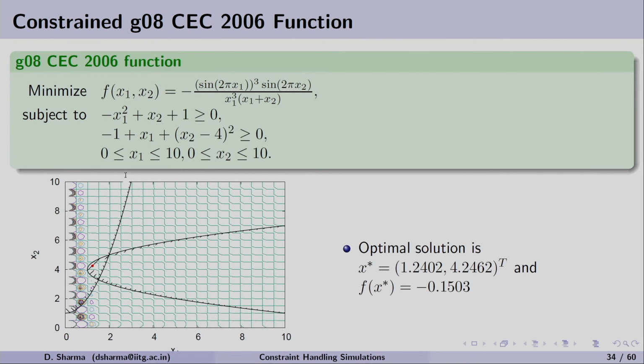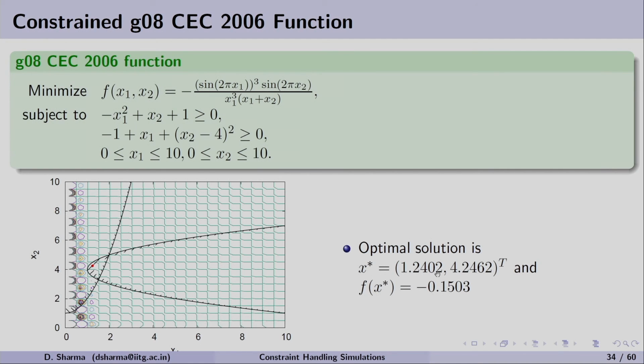If we look at its contour, we can see that this particular problem is difficult to solve in a way that it involves a sine function and a cubic function in the denominator. As we can see, there are two constraints, and because of these two constraints, the optimum is lying in between. As per this detail, both the constraints are not active at the optimum.